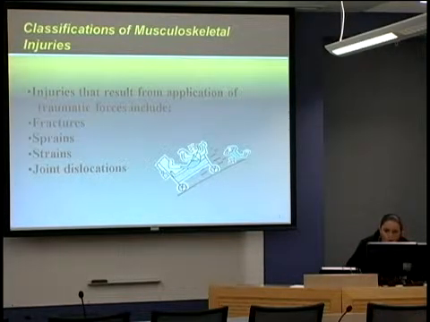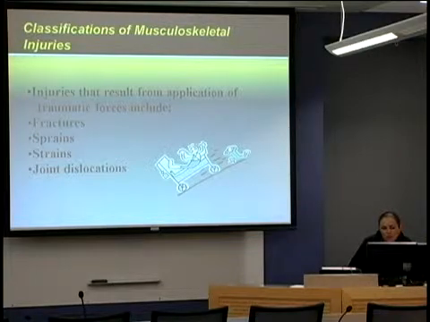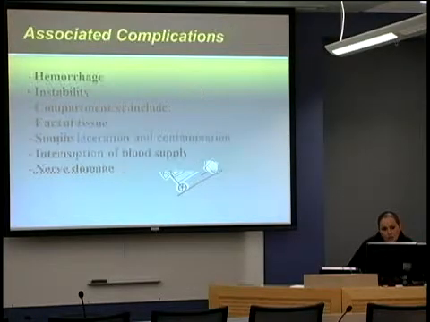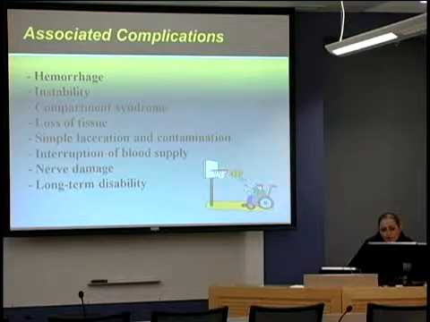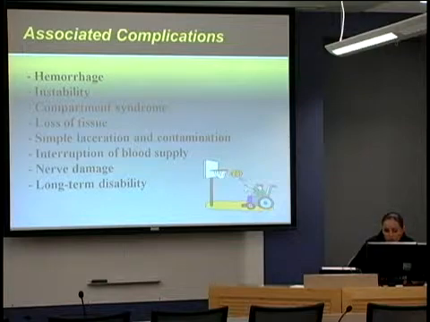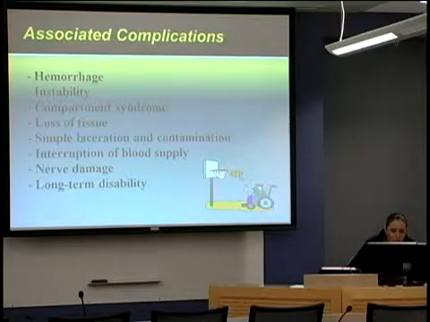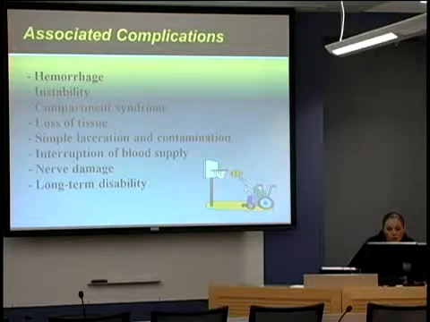Injuries that result from application of traumatic forces include fractures, sprains, strains, and joint dislocations. Associated complications with fractures are hemorrhage, instability, compartment syndrome, loss of tissue, simple lacerations and contamination, interruption of blood supply. You can also see nerve damage and long-term disability.